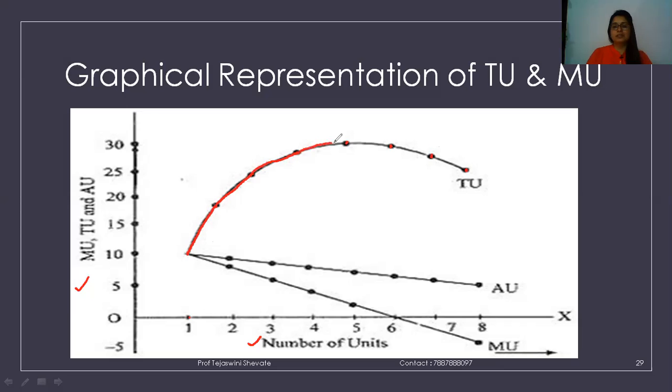What you can see in this total utility curve is that it keeps on increasing, comes to a point where it remains stable, and then starts falling down. So where does it remain stable? It remains stable at the fifth and the sixth point. Now the sixth point is called the point of satiety. Point of satiety, right? So what is point of satiety?